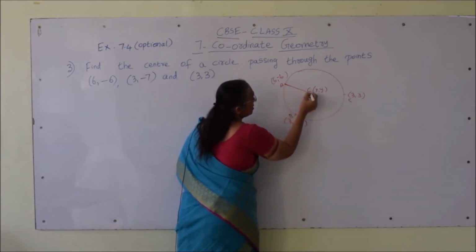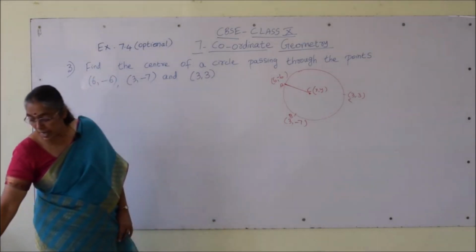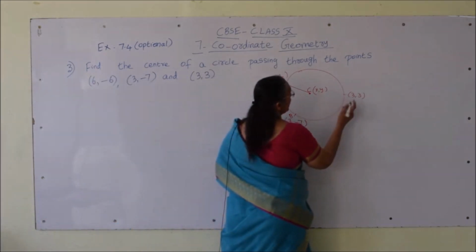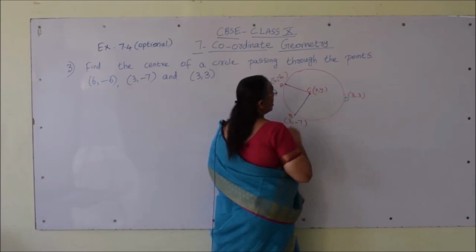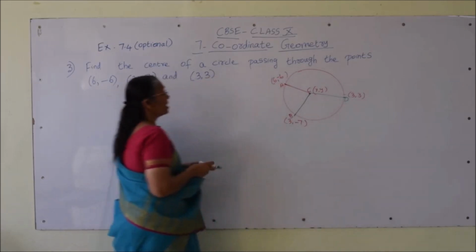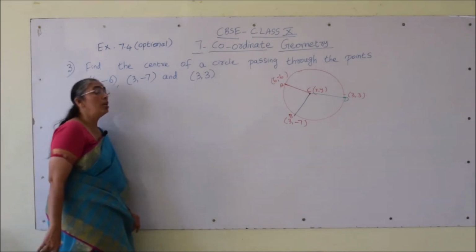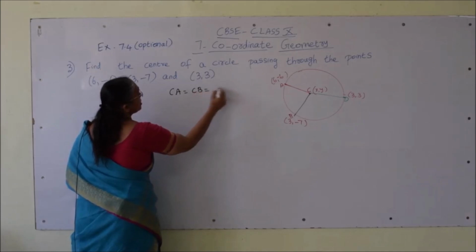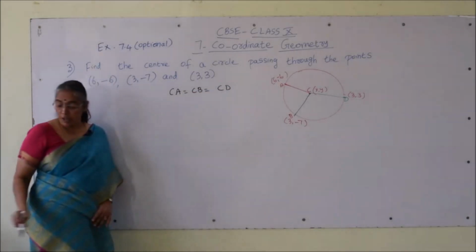CA is a radius of the circle, even CB is a radius of the circle, and CD as well. So, CA, CB, CD, all 3 are radii of the circle. We have the condition that all the radii of a circle are equal in length. So, the condition here is CA is equal to CB is equal to CD. So, we can use the distance formula.